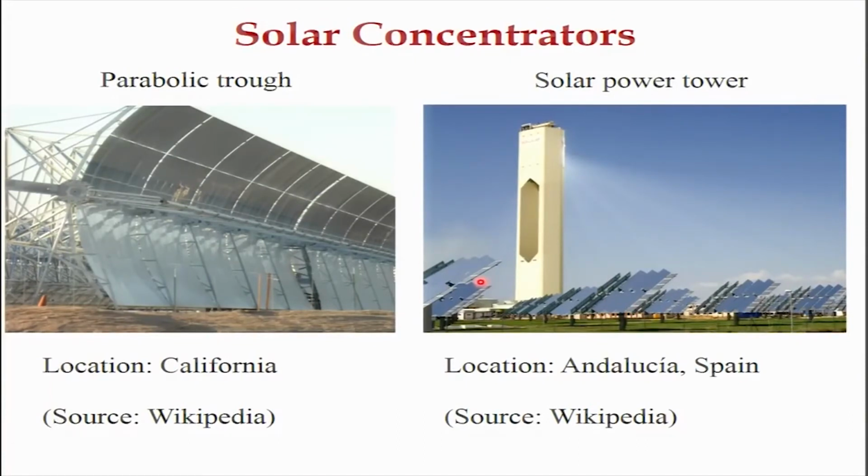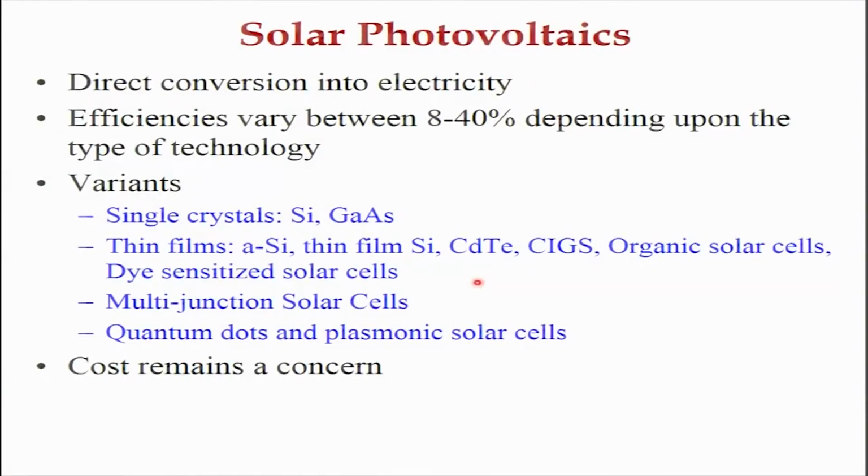So this is solar thermal typically, and then we can have solar photovoltaics which directly convert solar energy into electricity. The efficiencies vary at the cell level depending upon the type of technology between 8 and 40%, in fact up to 40%, that would be the correct number. There are various variants: single crystal technologies such as silicon and gallium arsenide, thin film, amorphous silicon, thin film silicon, cadmium telluride, CIGS, organic, dye sensitized. Then we have multi-junction solar cells, quantum dots, plasmonic solar cells, a variety of technologies.